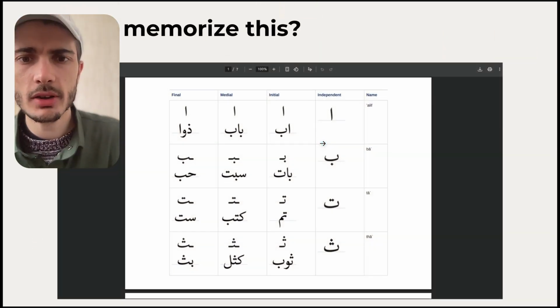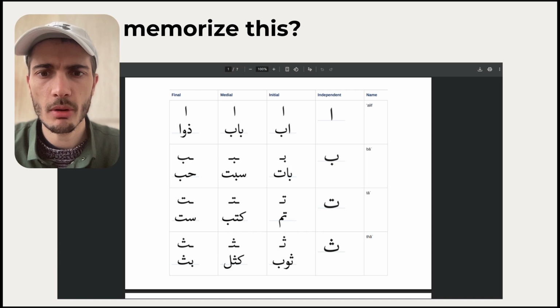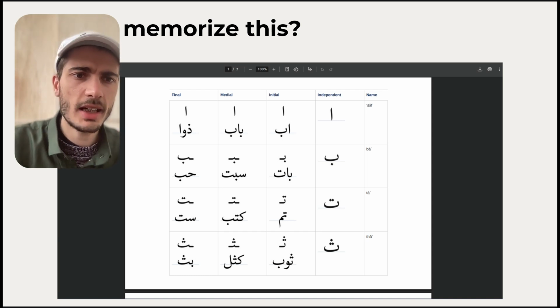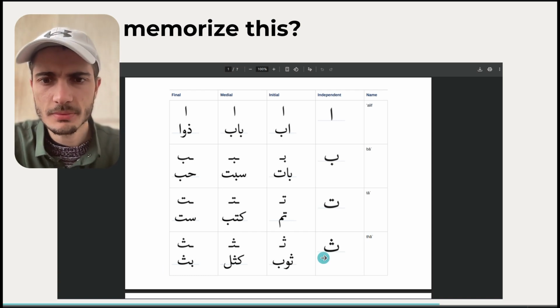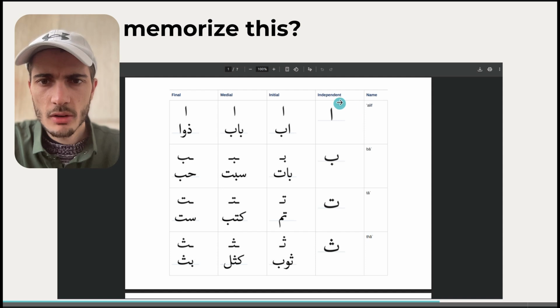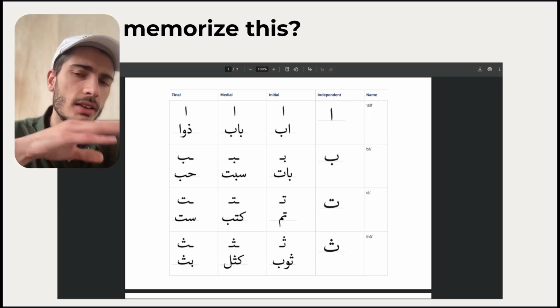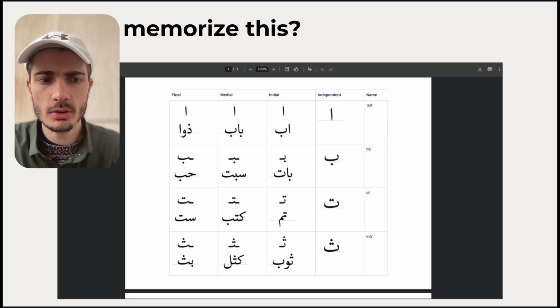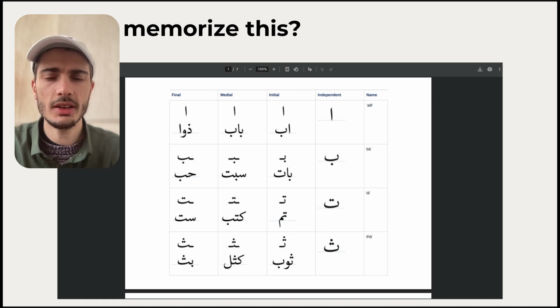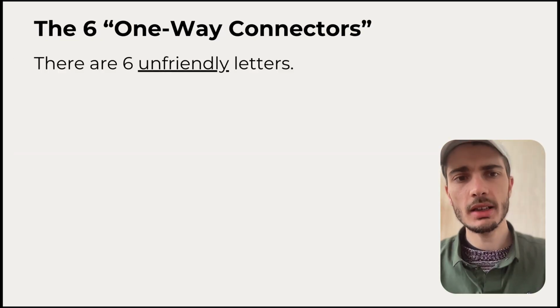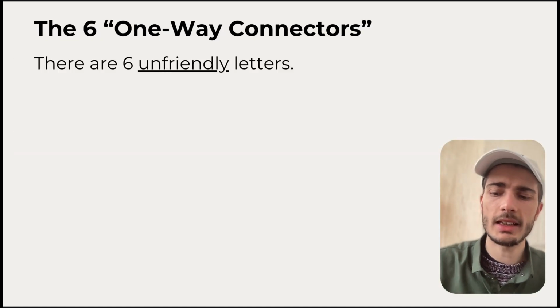But first, how can we memorize this? For that, we have created a very useful sheet that you can use for all letters. You can see the isolated form, the initial, the middle, and the end. Click the link in the description, and then you can access the community, and this resource is only available for members of this community.